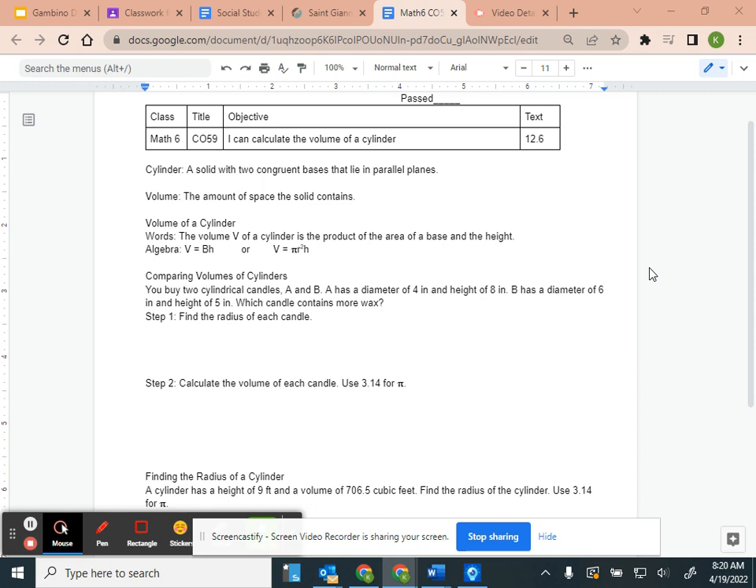Good morning. Today we are finishing up Unit 9, working on those shapes with the perimeters and circumference and areas and surface areas, volumes. We got a lot of geometry packed into this unit. Today is our last day. Today we are doing CO59. I can calculate the volume of a cylinder. So today is the last objective. So tomorrow will be a review day in class.